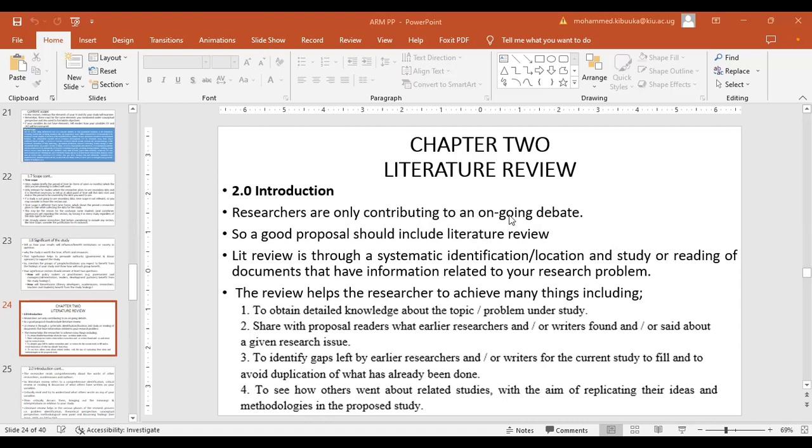So it is an ongoing debate, as we said. That's why we said that a good proposal should include literature to know what others have already done and what they have not done.